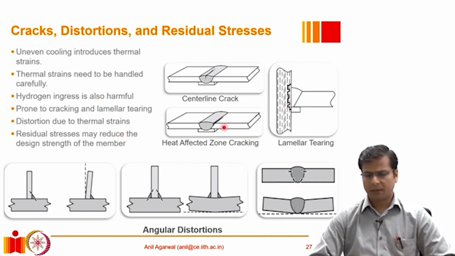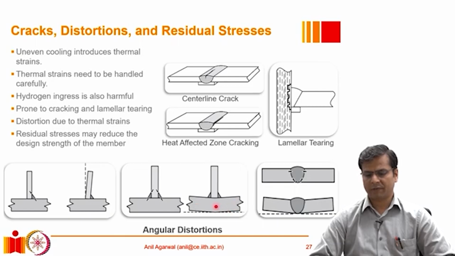Not only cracking, there is another possibility of distortion. Even if the cracking does not happen, which is basically if this member is not fully restrained and this weld wants to shrink, there is a possibility, as shown here, this big plate is welded with a thin plate through two fillet welds. When the welds start to cool down, they shrink, and as a part of the shrinking process, they can pull the big plate up, introducing this kind of distortion in the plate.